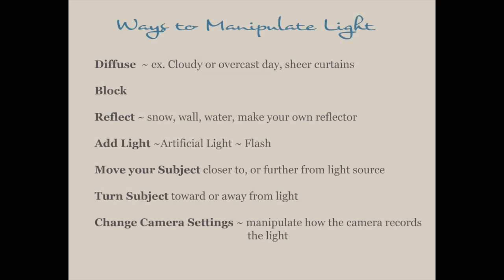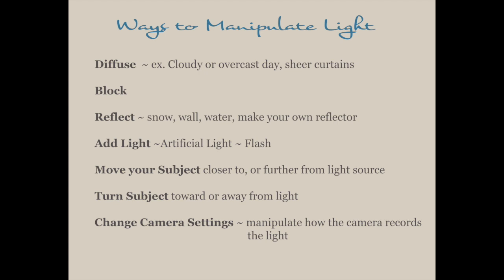This is Mrs. Imrie again, and we're going to talk about some ways to manipulate light. One of the ways we can manipulate light is to diffuse it. On a cloudy or overcast day, that's what the clouds are doing to the sun. They're diffusing the light so we're not having lots of shadows. We can do that with sheer curtains or by putting something that lets the light through but also makes it softer. We can block light, of course, by putting something between the light source and your subject.